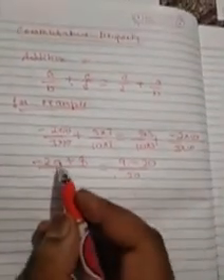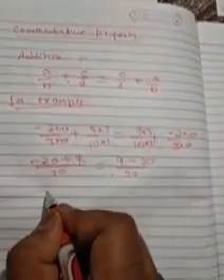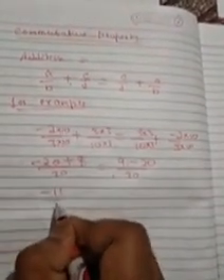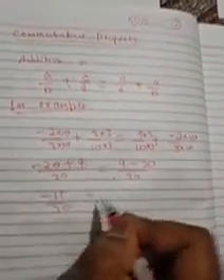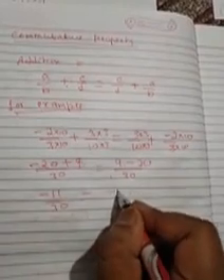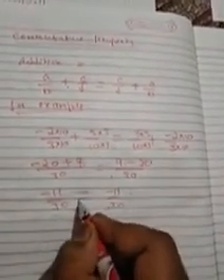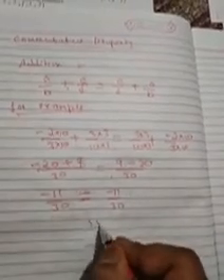This will become minus 20 plus 9. It will become minus 11 upon 30. Same here, minus 20 plus 9, it will become minus 11 upon 30. Both are equal. Left hand side is equal to right hand side. It means rational numbers are commutative under addition, we can say.